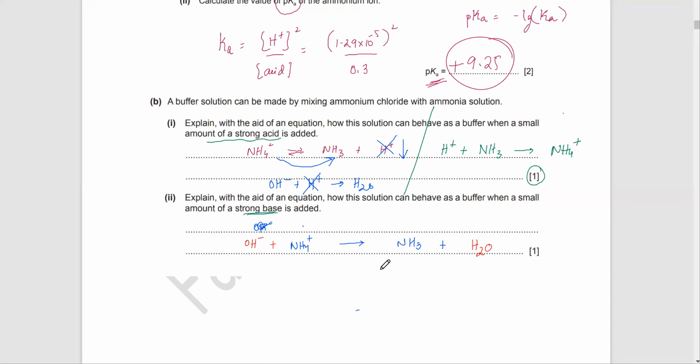Remember, this is how you write the equation in the forward direction. And this could apply to any weak acid. So always mention the OH ions.